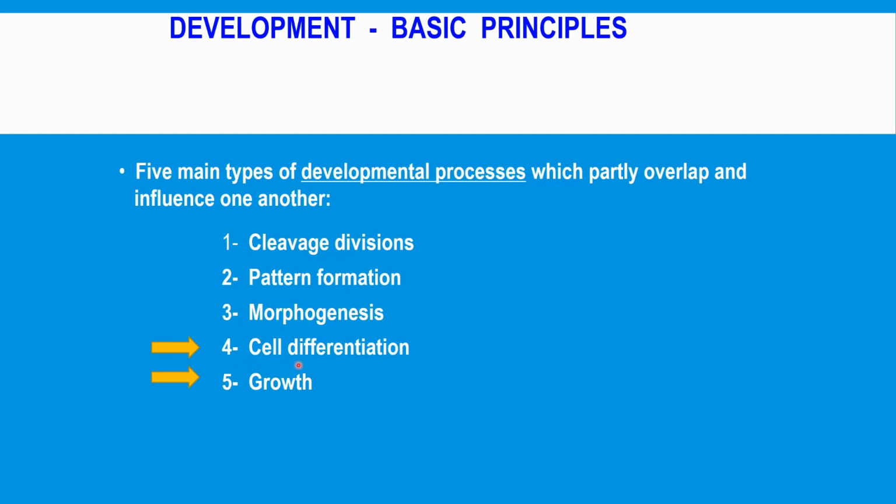I would like to mention a few words on cell differentiation and growth, which I feel we haven't mentioned at all yet. These are the 5 main types of developmental processes, which overlap in time. They can be happening at the same time, and they influence one another.